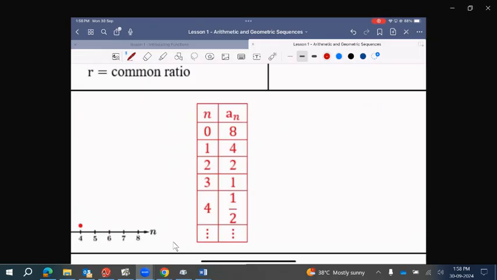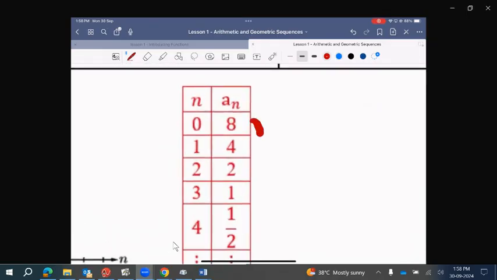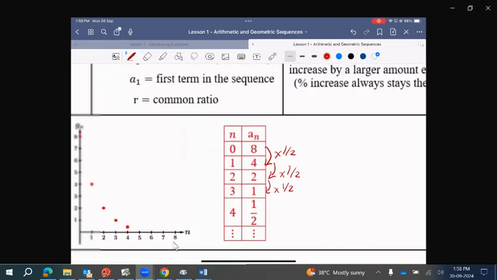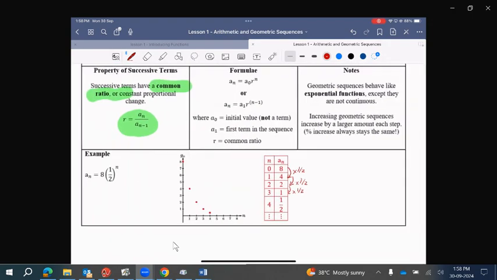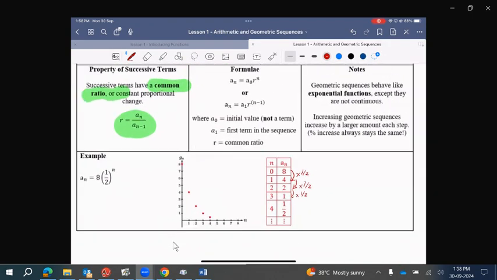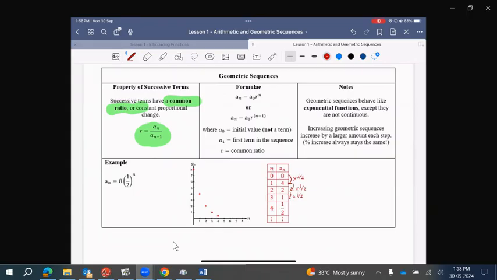So if we multiply 8 by something to get to 4, what is that something? Yeah, a half or 0.5. And if we multiply by a half again, we get to the next term, and a half again to get to the next term. This is what we identify as a geometric sequence. And this formula in green is really important. So in order to identify something as geometric, you take any term in the sequence. Let's take this one here.